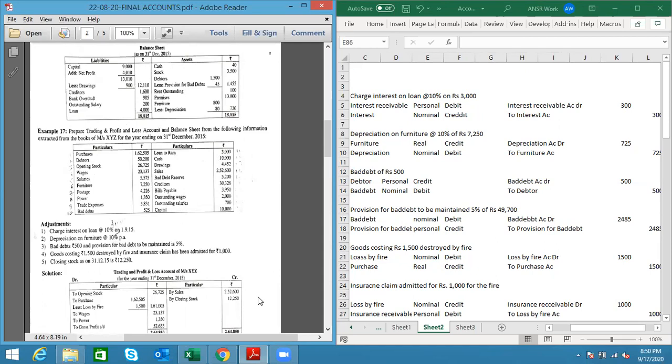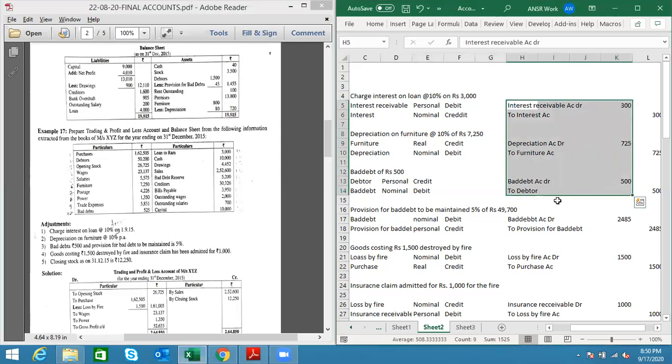As we know, the adjustments given happen after the trial balance. We pass the journal entry for those, post those journal entries to the ledger, and take the final balance to the trading and profit and loss account. I'll repeat that. We have already recorded all the transactions here. I'll quickly recap whatever we have recorded and why we recorded it.